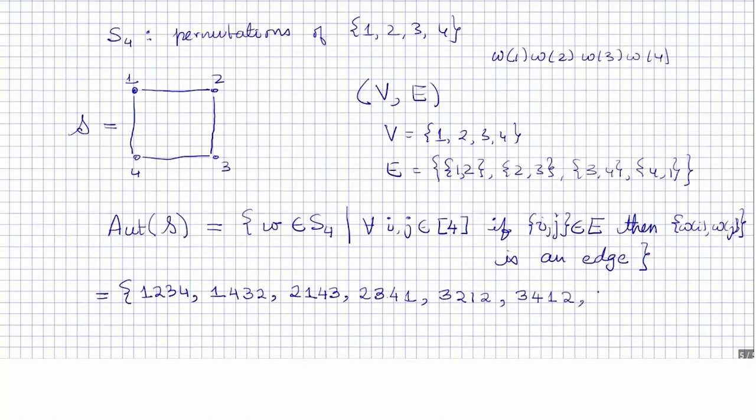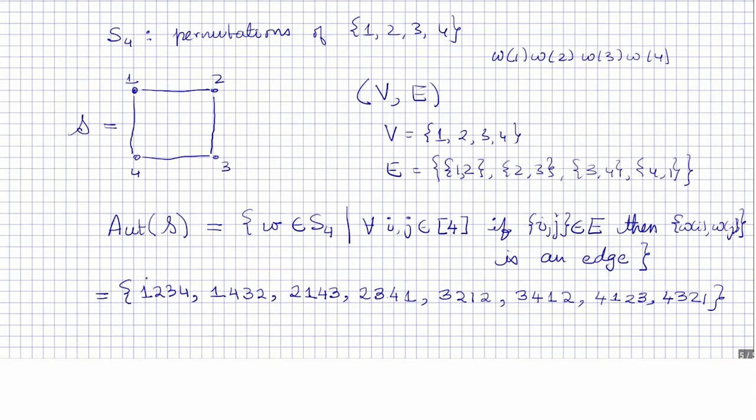4 goes to 2. And there are two more. 1 goes to 4, then 2 has to go to something that's next to 4, so 2 can go to 1, in which case 3 will go to 2, and 4 will go to 3. And finally 1 goes to 4, 2 goes to 3, 3 goes to 2, 4 goes to 1. So you can check that these are the 8 elements which lie in Aut S.